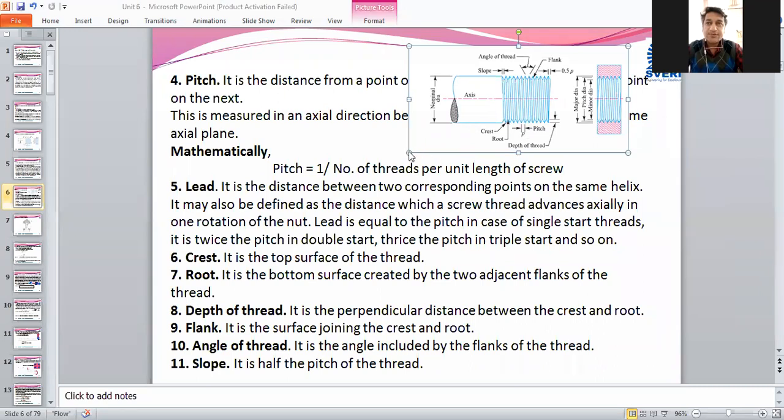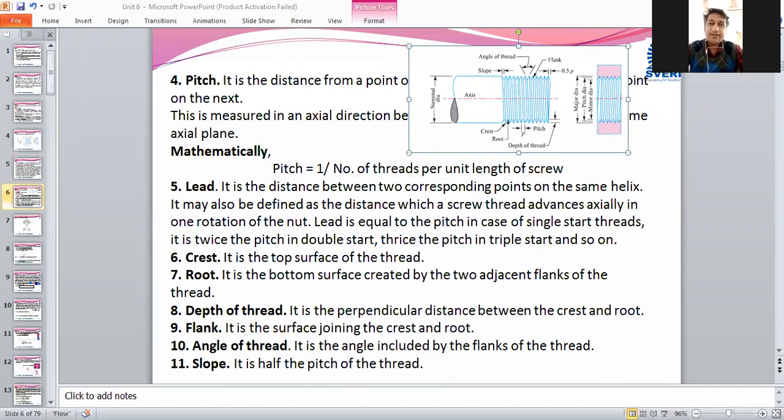The crest, as we have seen in the diagram, is nothing but the upper part of the thread in case of external threads, and the lower part in case of internal threads. Then the root is the lower part on the bolt; you are going to call that the root of the thread. Then depth of thread, which has been shown here, is the perpendicular distance between the crest and root. Again, it is perpendicular, not a distance measured on the slope. The flank is the surface joining the crest and root. That surface which we have seen is called the flank.